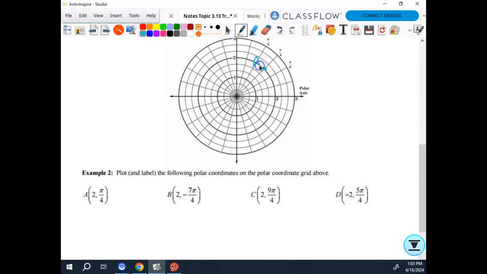And then let's make sure we agree. Okay, so (2, π/4). Are we good on that? Okay. So then (2, −7π/4). I go to 2. I'm going to go clockwise. Where do I end up? Same spot, right? It's a different way to get there. So this is also B.